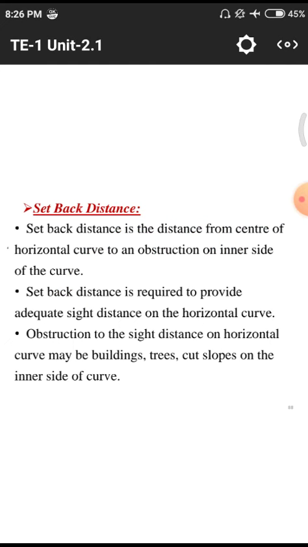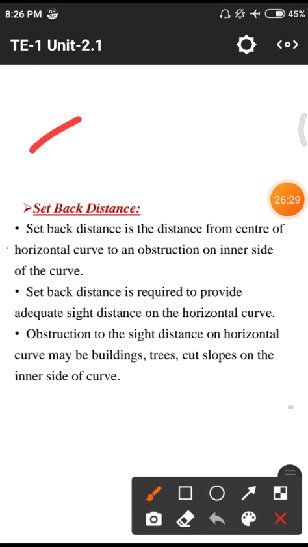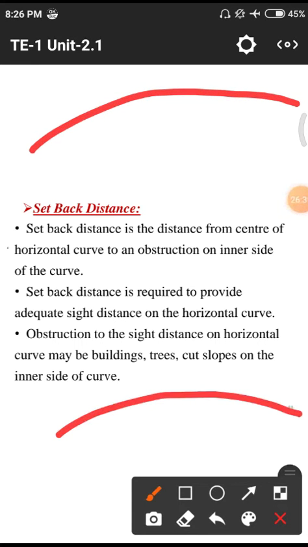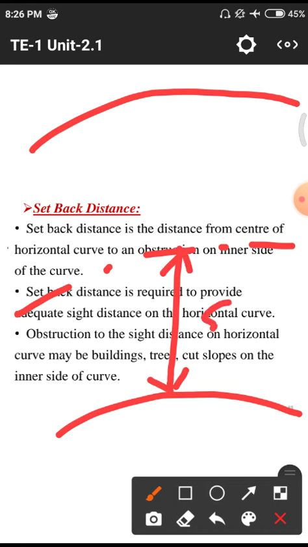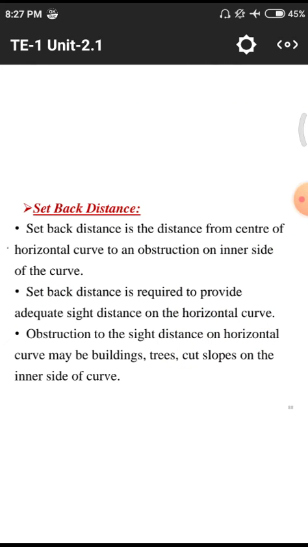Now setback distance is required to provide adequate sight distance on the particular horizontal curve. If the road is looking like this kind of road, this is the center we are having, and this is the setback distance. The setback distance is required to provide adequate sight distance while we are moving on this particular road. That means on a circular path, one end should be elaborated and one end should be compressed.